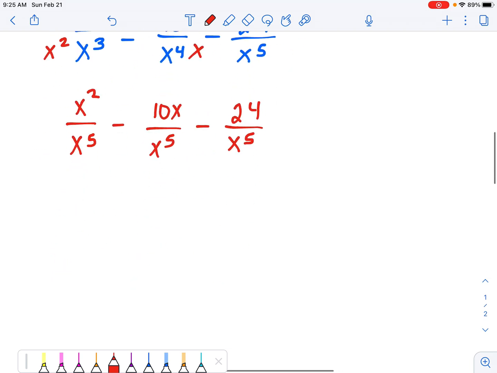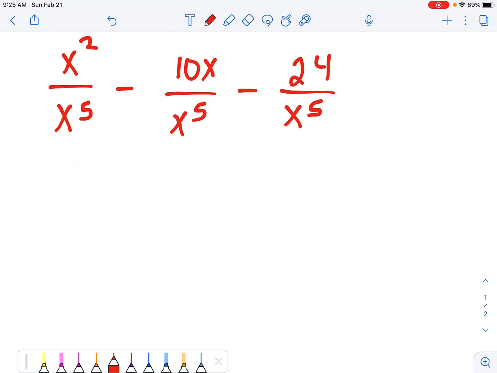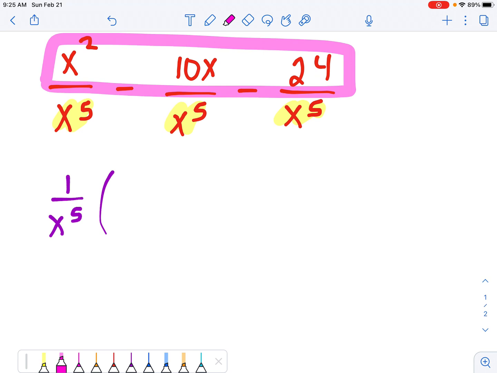Now you're probably able to visualize what the GCF is. Do you see how they all have an x to the fifth in the denominator? We can factor out that GCF of x to the fifth. Then if we look in our numerator, there is no GCF, so we can just rewrite what we have. Sometimes there might be a GCF, and you'd factor out the numerator's GCF too.